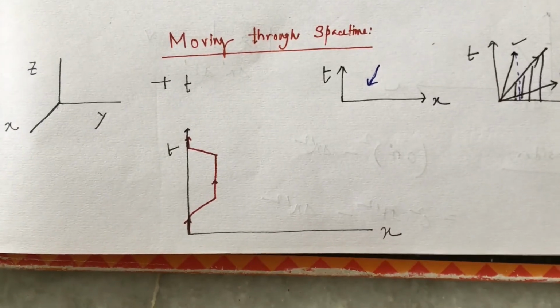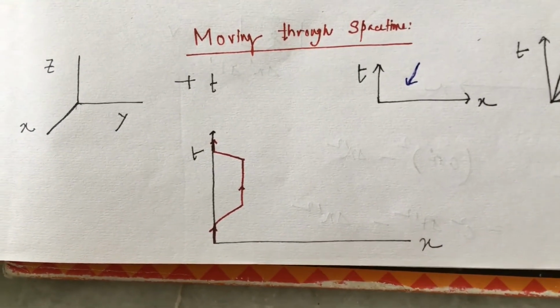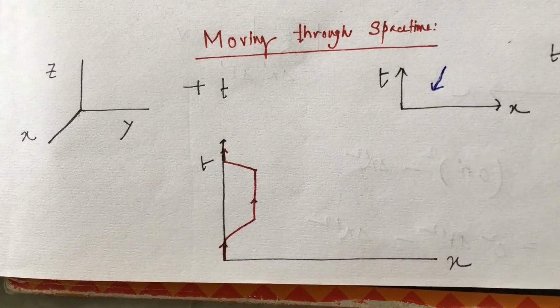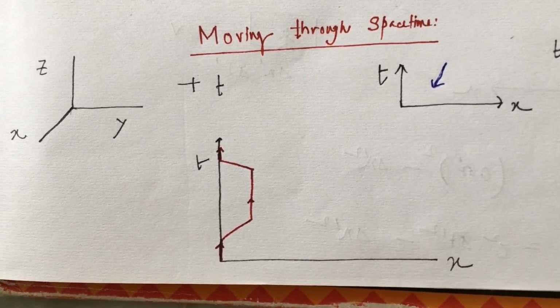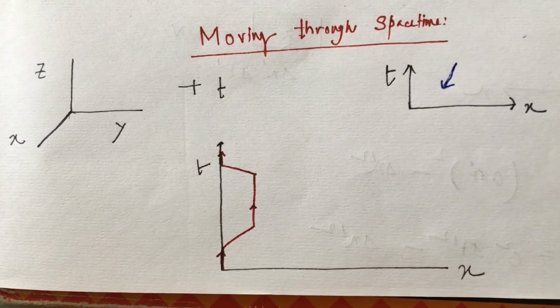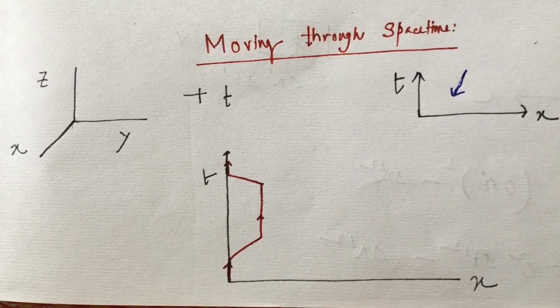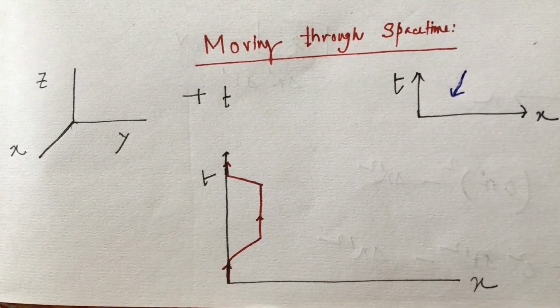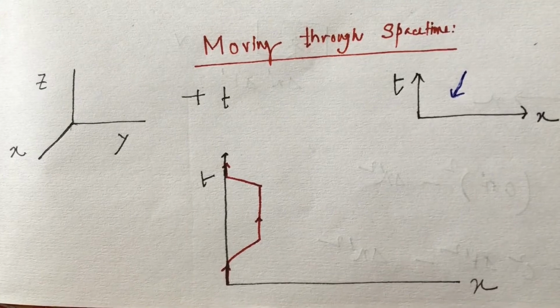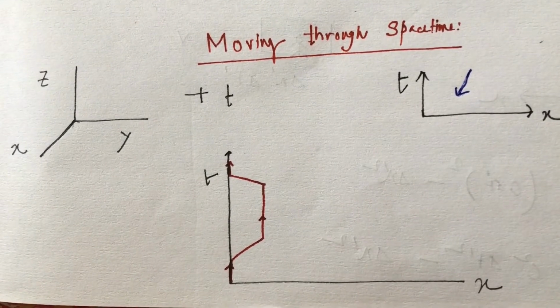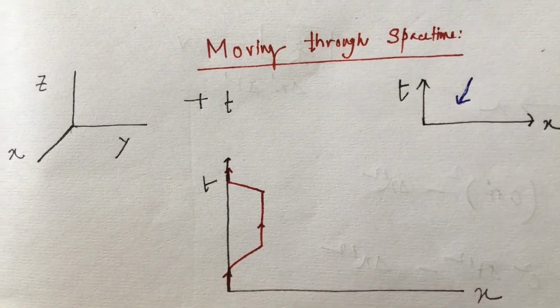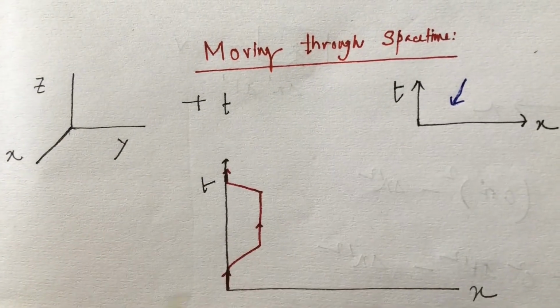Let us discuss moving through space-time. How can we move through these time and space graphs? We know about three spaces, X, Y, Z. Easy to conceive the idea. The fourth dimension is time. So it's space plus time.